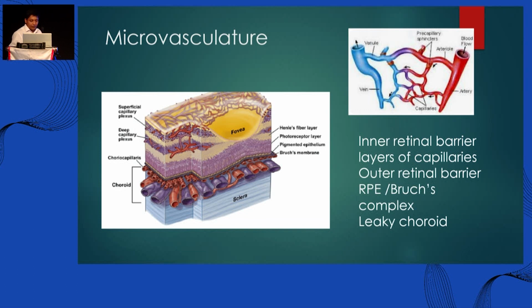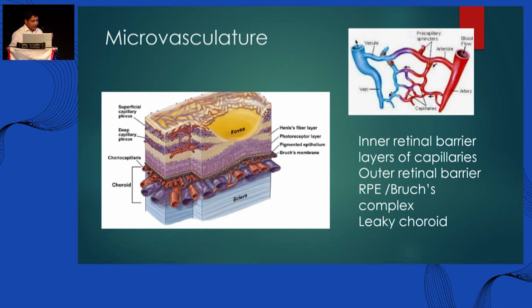We always talk about the inner retinal barrier and the outer retinal barrier. The inner barrier is the blood vessels, the retinal microvasculature, which have tight junctions. In certain conditions, these tight junctions can get affected, leading to leakage. And in certain areas of the retina, we have not just one layer, there are multiple layers of blood vessels.